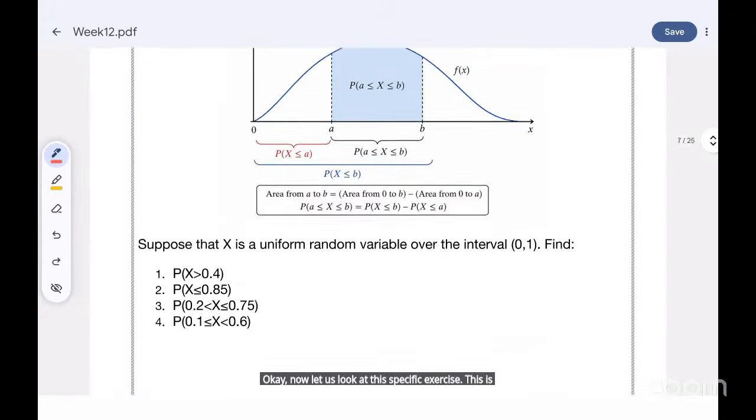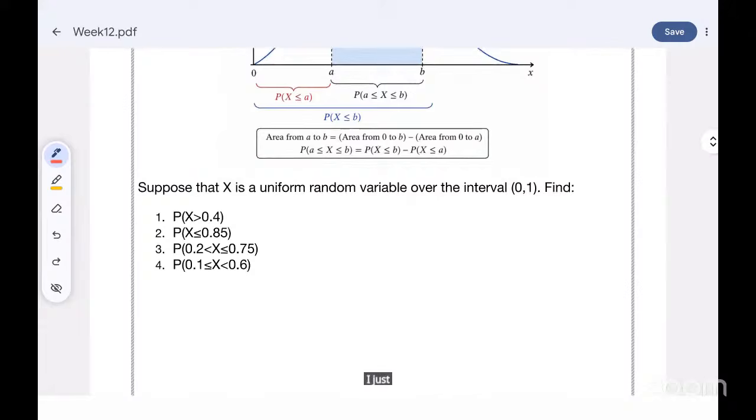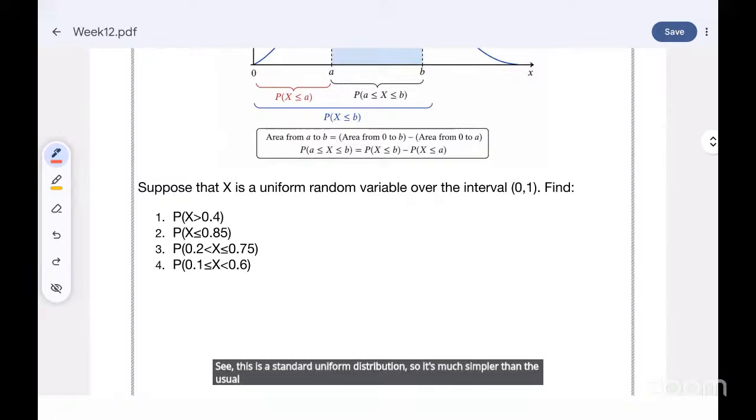This is very simple only. I just want everyone to try. Very straightforward exercise. See, this is a standard uniform distribution. So it's much simpler than the usual one.